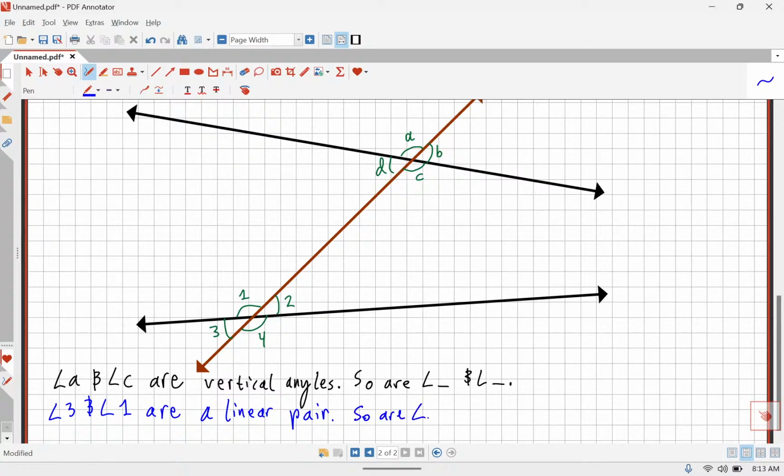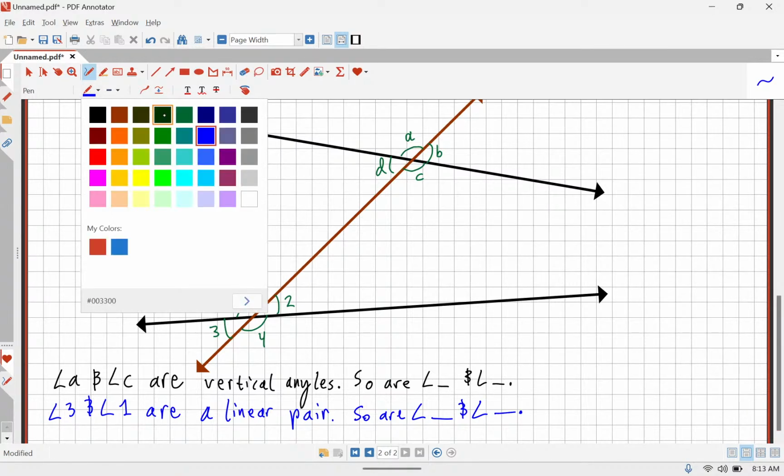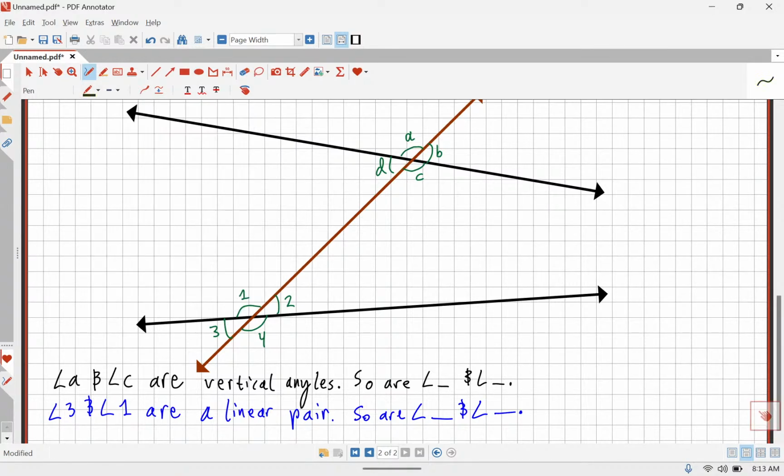So are angle blank and angle blank. I forgot to write down Kyson's angles here. He liked 1 and 4, angle 1 and 4. When I say teach, I want you to come up with another linear pair other than 1 and 3. What's another linear pair? What two angles come together to make a straight line? Teach!